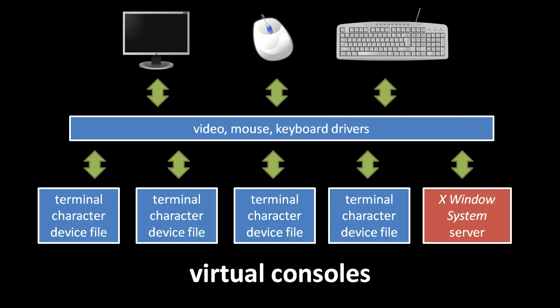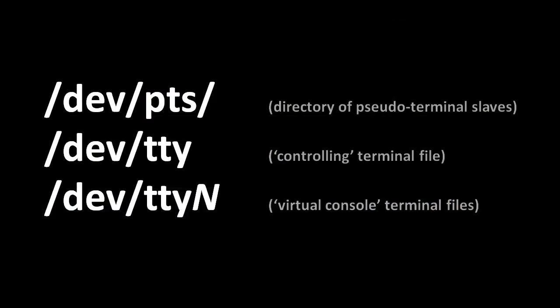The last thing to say about terminals here is where you will find the character device files. This may vary depending upon which Unix you're using, and if you're using Linux, which distribution. But on my Ubuntu system, for example, if I look in /dev, I will see a directory called pts, which stands for pseudo-terminal slaves. In this directory, I find all of the pseudo-terminal slaves that are currently being used.